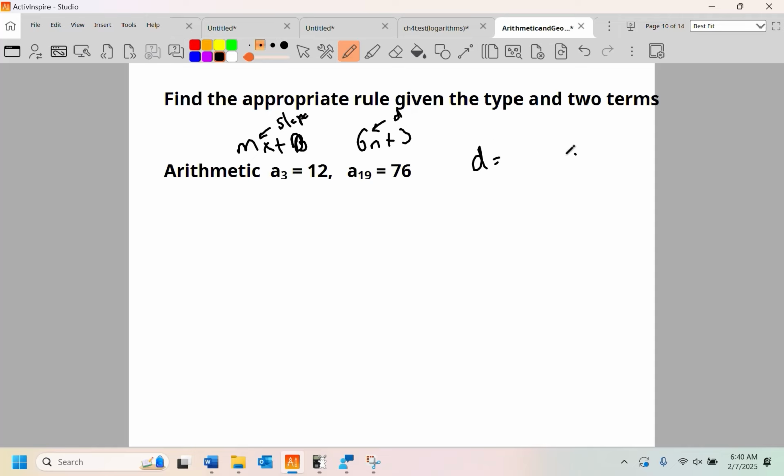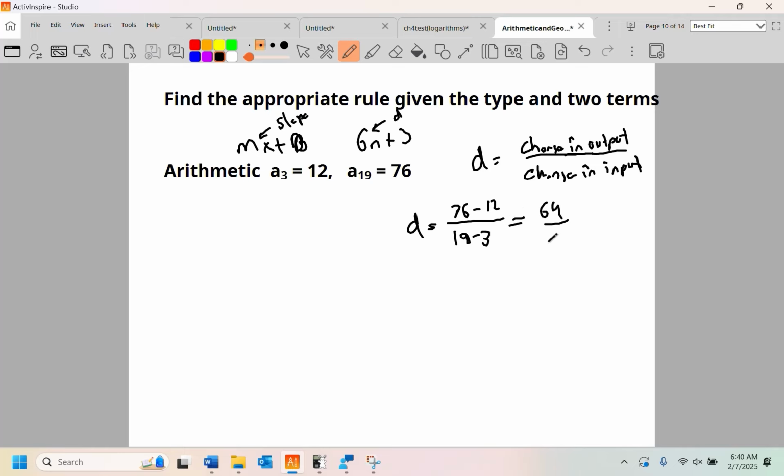Your difference is going to be the change in output over the change in input. That's the concept of slope. So my difference here says 76 minus 12. We work right to left, just like we did in 7th grade, over the input 19 minus 3. 76 take away 12, I feel like that's 64. And 19 minus 3 is 16. And I know that 64 over 16 is 4. So I have a common difference of 4.